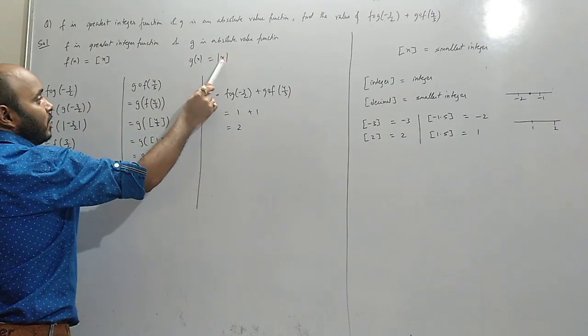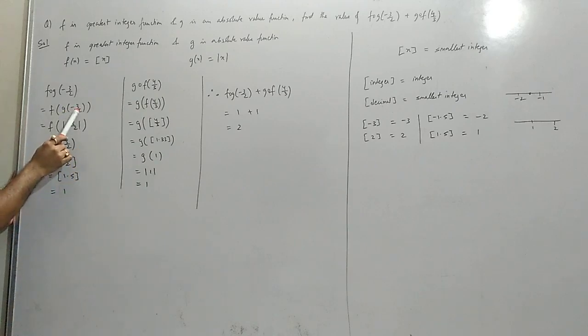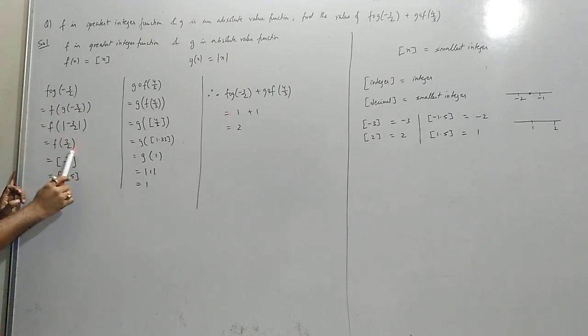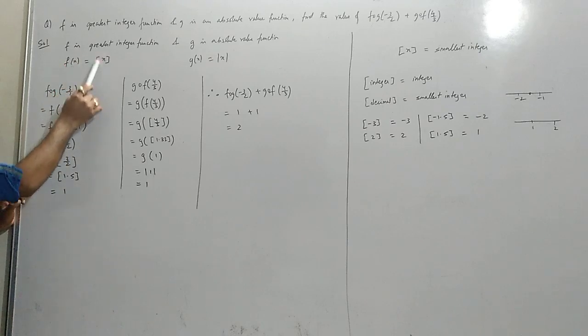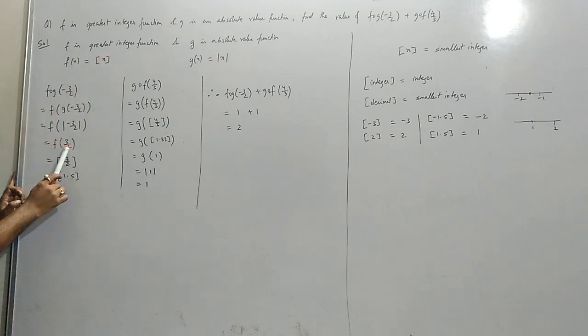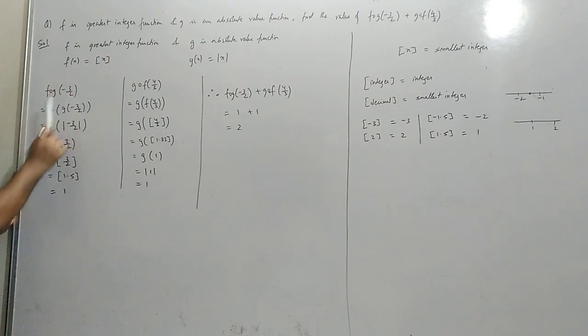Whatever we have as x here, we will have here. So in the place of x, we have minus 3 by 2, so mod minus 3 by 2. What is mod of minus 3 by 2? It is 3 by 2. Now it becomes f of 3 by 2. f of x is third bracket x. In the place of x we have 3 by 2, so third bracket 3 by 2. Solve 3 by 2: 1.5. 1.5 is a decimal. It lies between 1 and 2. Which is the smaller number? 1. The smallest integer is 1. So this answer is 1.